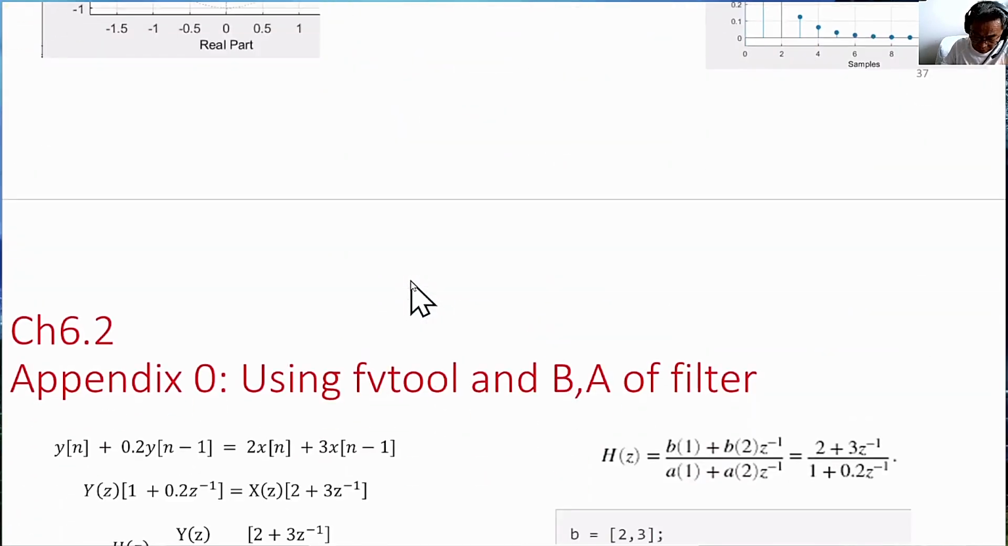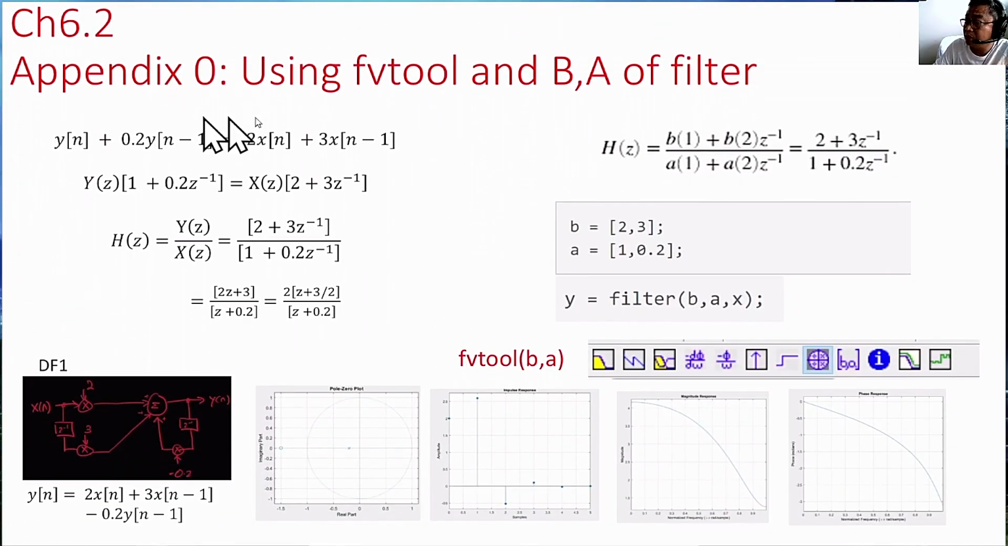Now, to recap, you go to appendix 6.2 to make sure that you understand how to convert from a difference equation to a z transform version of it to get the transfer function, as well as to identify the coefficients in negative powers of z to get the b's and a's. So in this example, we have gone from this equation to here to H(z). The coefficients are in powers of z^-1, so we just look at the coefficients 2 and 3, so b's are 2 and 3. The a's are 1 and 0.2.